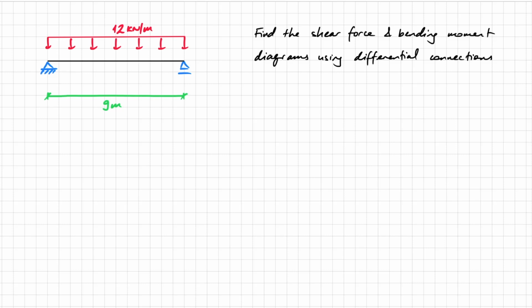diagrams using differential connections. Now, the first thing that I'm going to do is solve the reactions, and since we already know how to do that, I'm just going to replace these two supports with the reaction, which is, of course, 54 kilonewtons on either side, because this is symmetric, and you can either do this by looking at symmetry and doing 12, which is the force, times 9 divided by 2, because each of these will have to be equal, or by solving, for example, moments around one point and finding the same reaction.